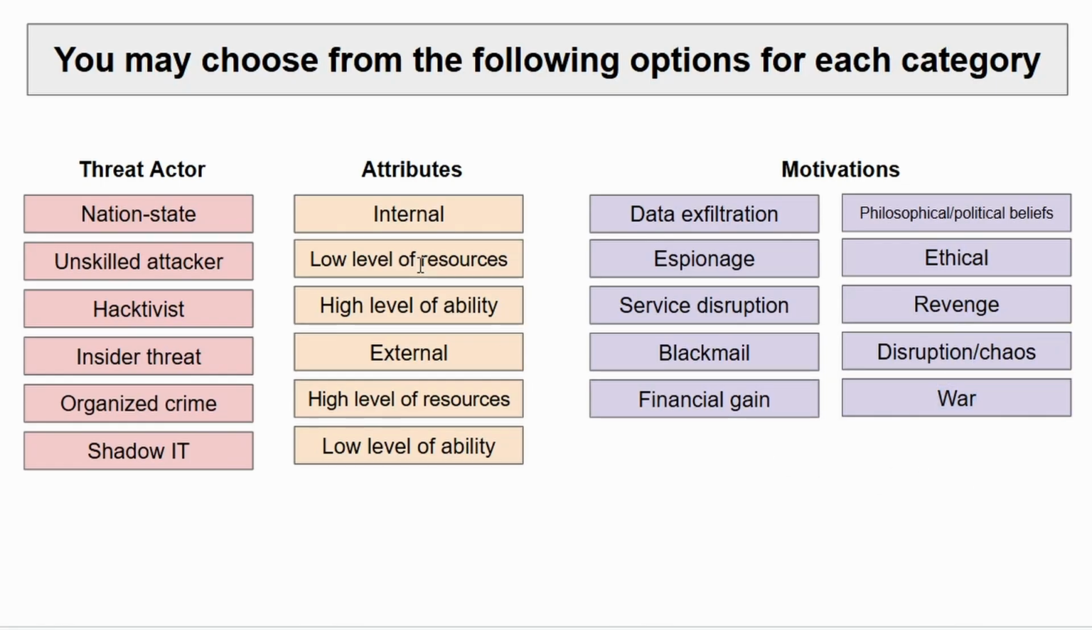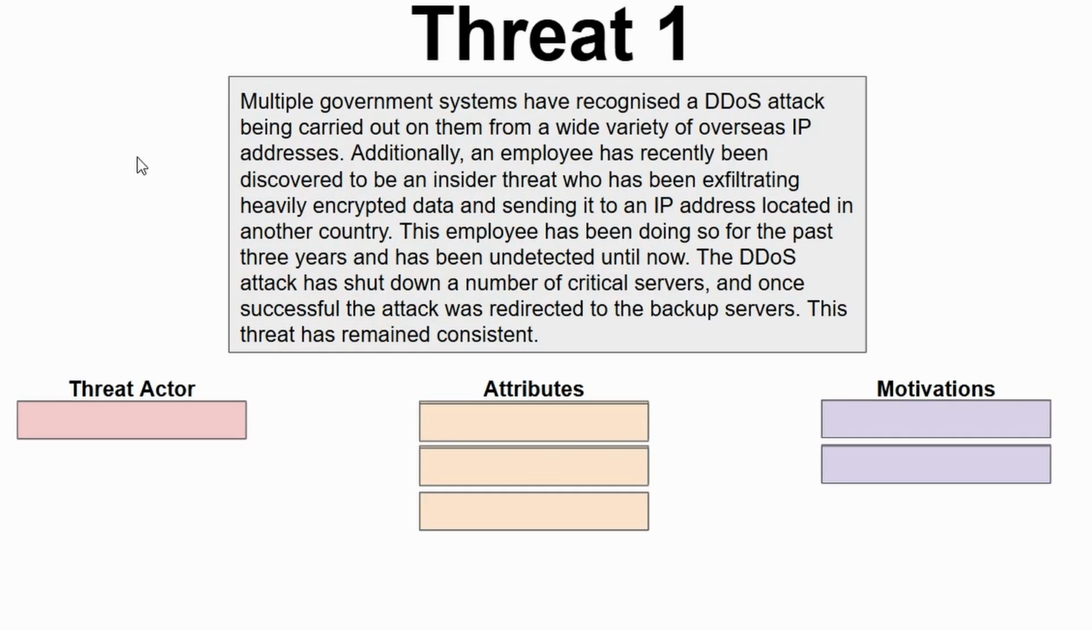Okay, we're going to have to choose the correct one of these for each of the following three scenarios. So let's go ahead and do that. Okay, threat one. We have multiple government systems that have recognized a DDoS attack being carried out on them from a wide variety of overseas IP addresses. So a DDoS attack, do we remember what that is? It's a distributed denial of service attack.